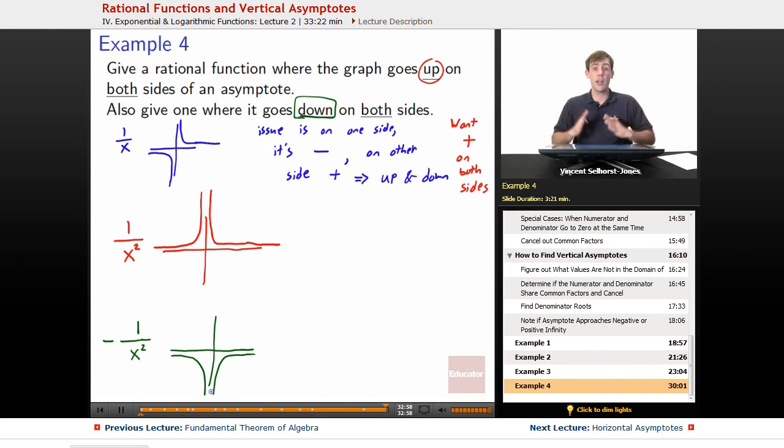So a simple way to make both sides go in the same direction is by having it be squared, or having it be negative and then squared. Great. Not negative and then squared, because that would be positive, but a negative square, because then it's a square number times a negative. Cool. All right.